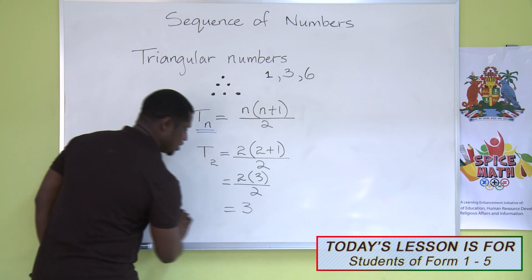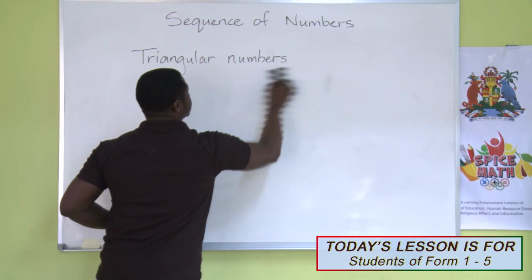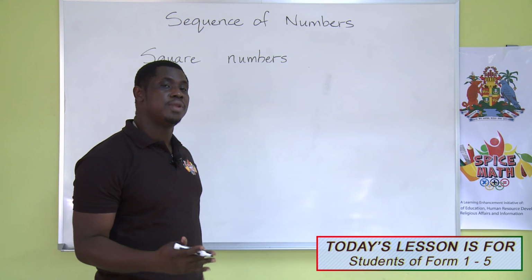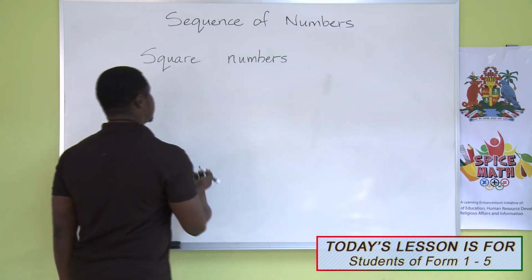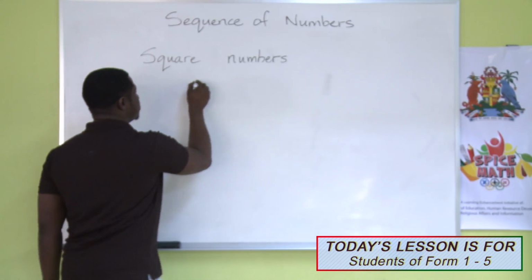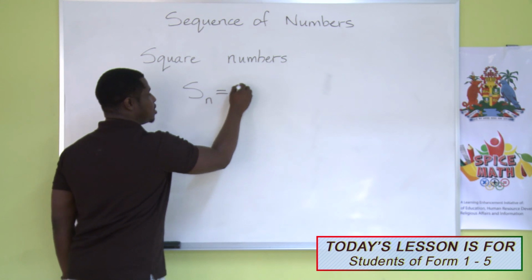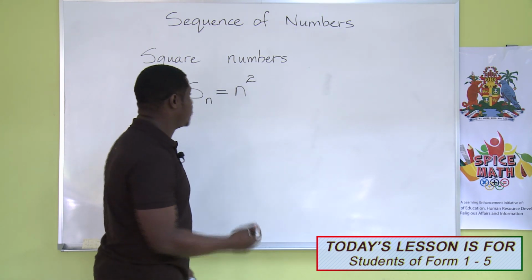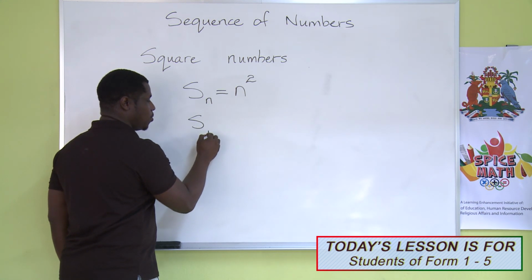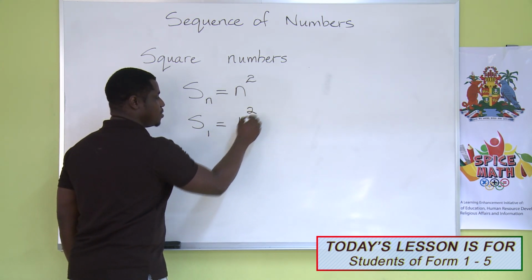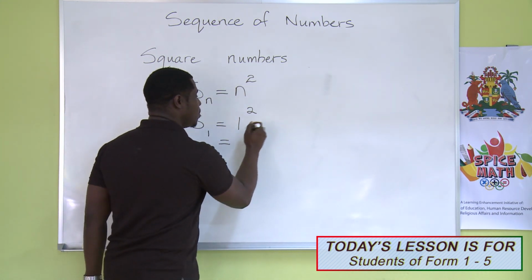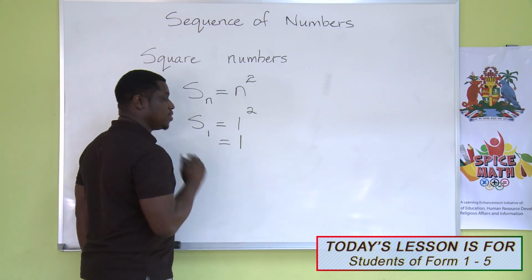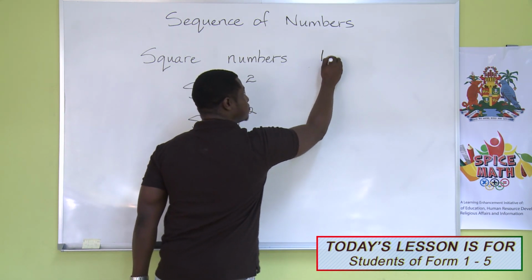Another pattern that we'll look at today would be square numbers. And for square numbers, we are simply multiplying each number by itself. So again, a formula that would denote square numbers would be equal to n to the power of 2, or n squared. So what is the first square number? S subscript 1 is equal to 1 squared. And 1 squared means I'm multiplying 1 times itself. And 1 times 1 gives me 1. So we can establish that the first square number is 1.